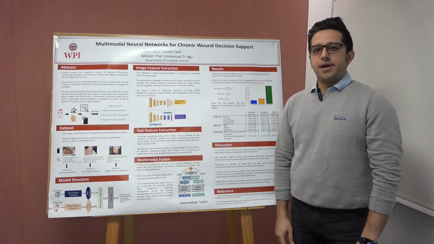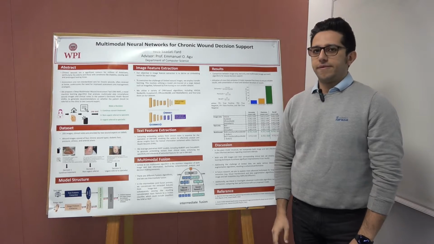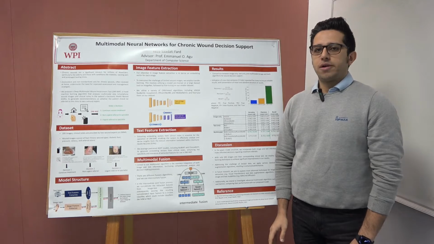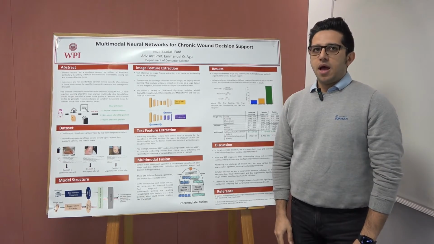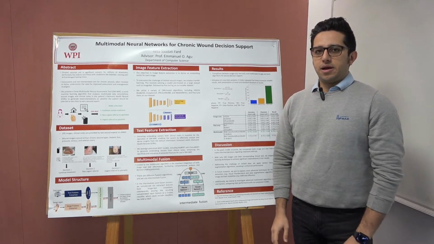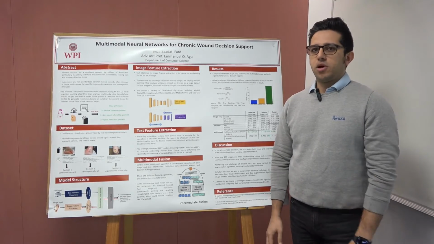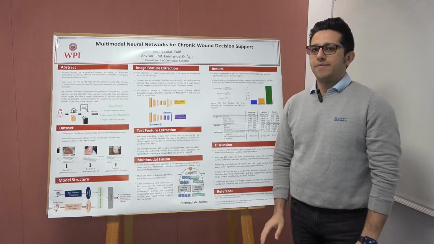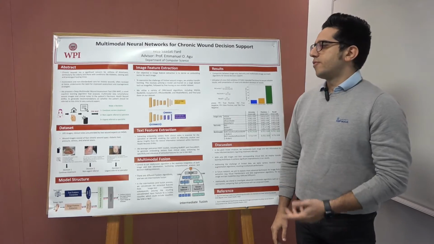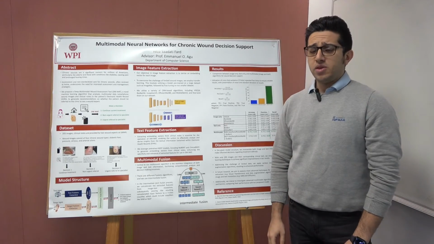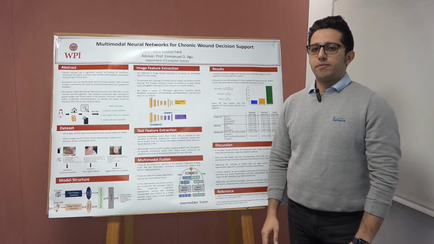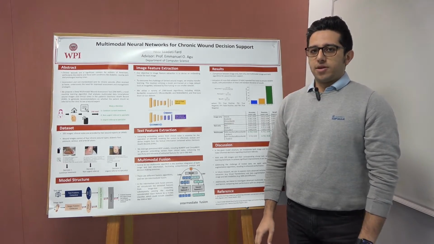Many Americans suffer from chronic wounds, that is, they might suffer from diabetes or pressure ulcers or other kinds of wounds. Chronic wound treatments cost the US health system too much, and also many people don't have access to wound specialists. To deal with this problem, in this research we provided a multimodal neural network that helps people who suffer from chronic wounds to have more standardized decision support.